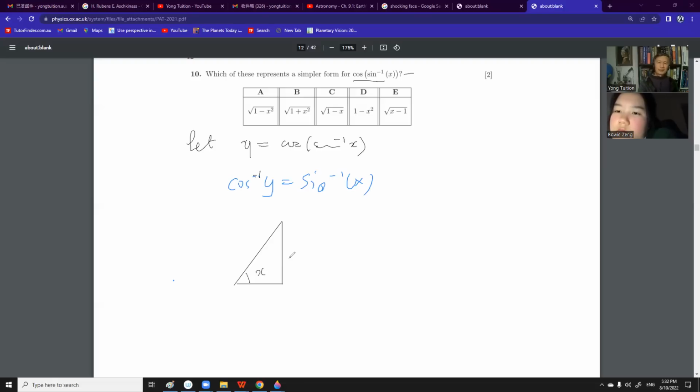Inverse and inverse doesn't help, equal to y cosine. Cosine. Yes, how can we start from here to move forward? Can we say y equal to x? Is that possible? Y equal to x? Can we make this conclusion? Why? I don't think so. Yeah, I don't think so.